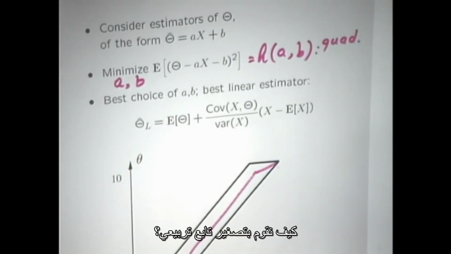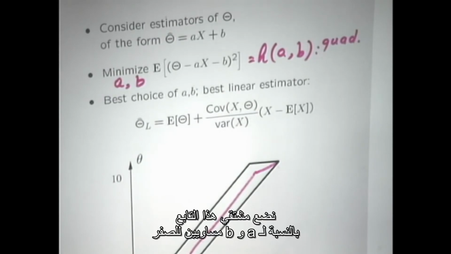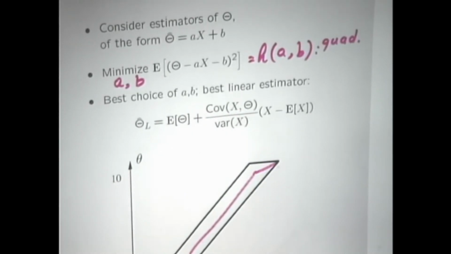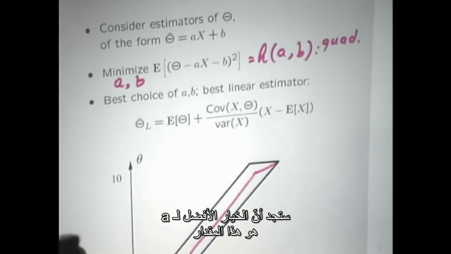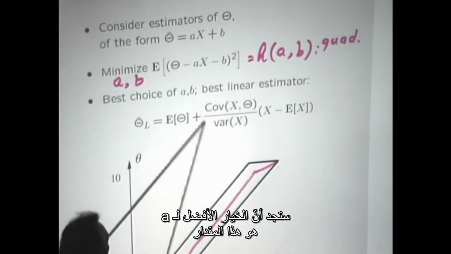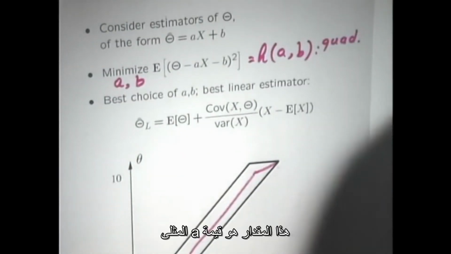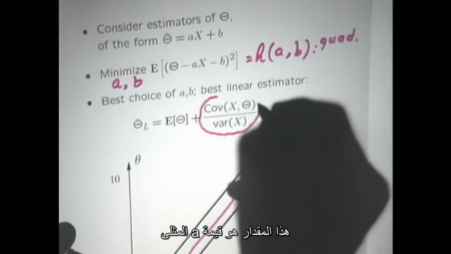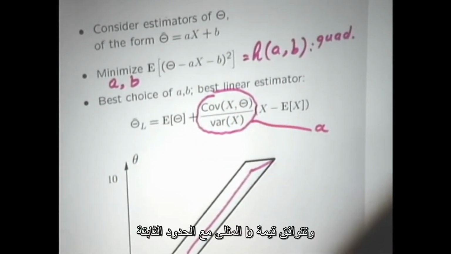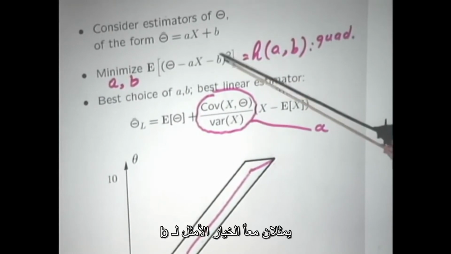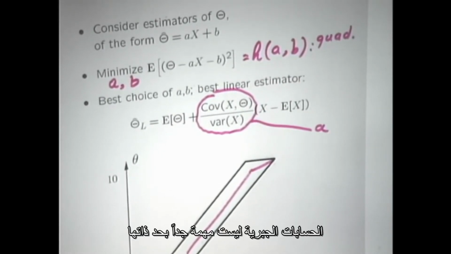How do we minimize a quadratic function? We set the derivative of this function with respect to a and b to 0, and then do the algebra. After you do the algebra, you find that the best choice for a is this one. So this is the coefficient next to x. This is the optimal a. And the optimal b corresponds to the constant terms. So this term and this times that together are the optimal choices of b.